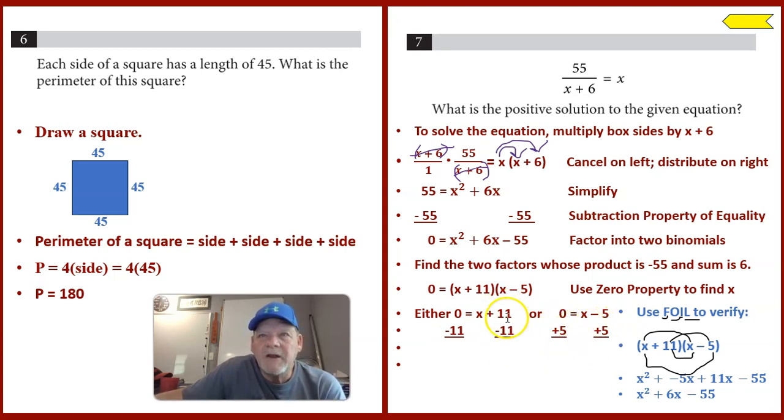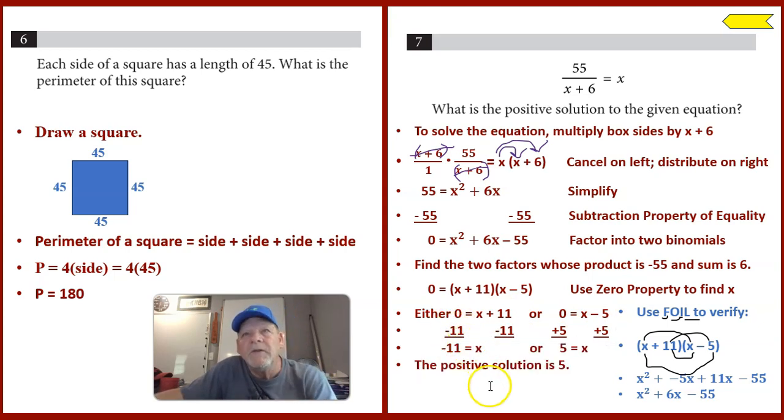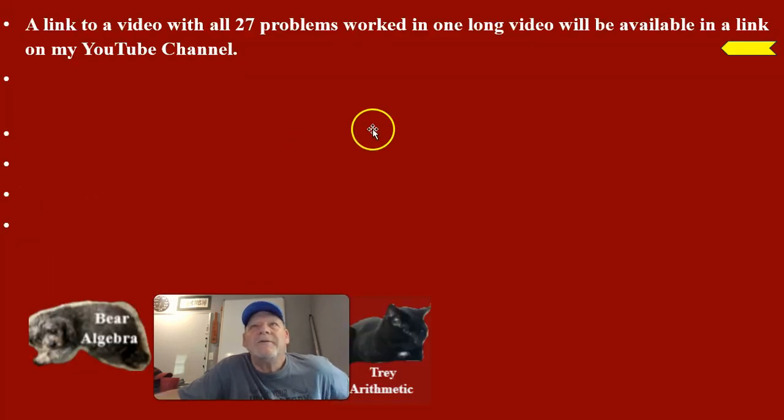Well, the 11 minus 11 cancels out, so 0 minus 11 will give me negative 11 equals x. And then adding 5, I got 5 equals x. So it asks for the positive solution, so the positive solution was 5. It had two solutions. That means you could graph it, and that's the way you would start graphing, and that's how I would teach that in an algebra class.